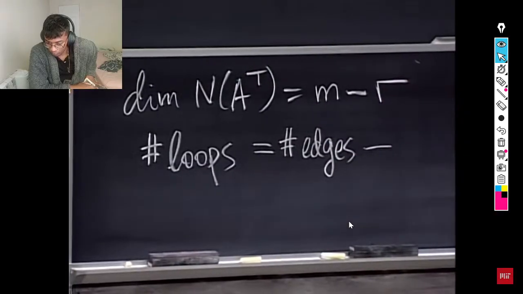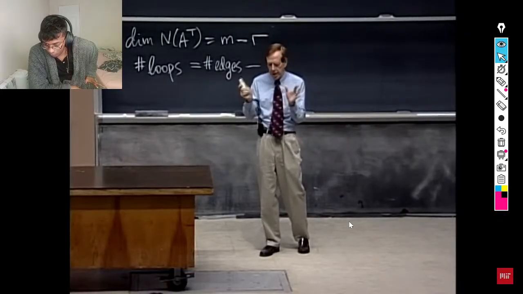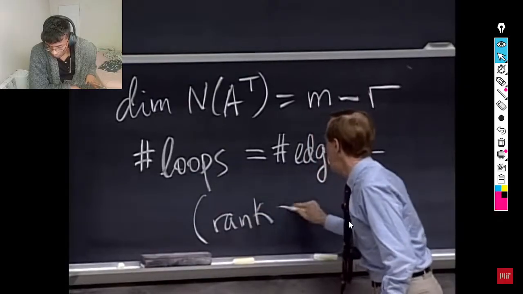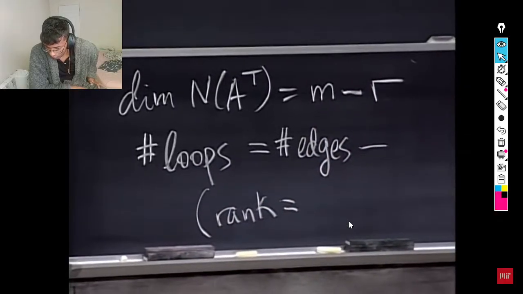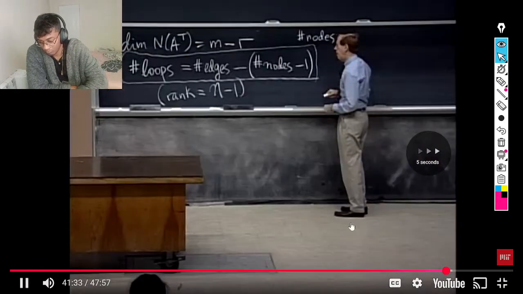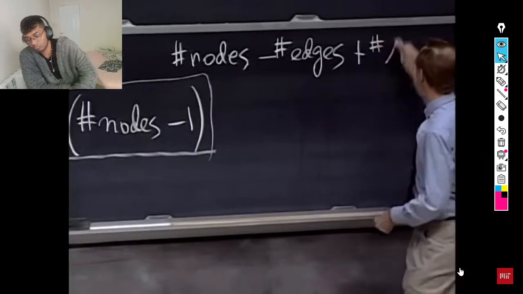And what is r for our, we'll have to remember way back. The rank came from looking at the columns of our matrix. So what's the rank? Let's just remember. The rank was n minus 1, minus the number of edges, plus the number of loops.